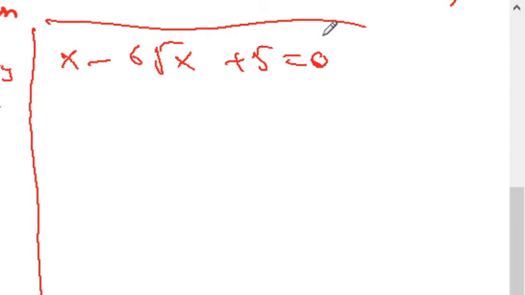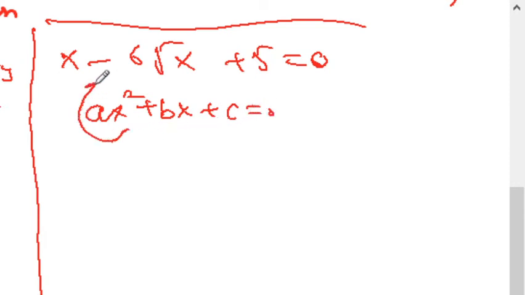Now a quadratic expression has this form: ax square plus bx plus c equal to 0. Look at this, it's not in this form, so we need to bring this into a quadratic equation. Now this is called a disguised equation. I will be writing here: disguised equation.